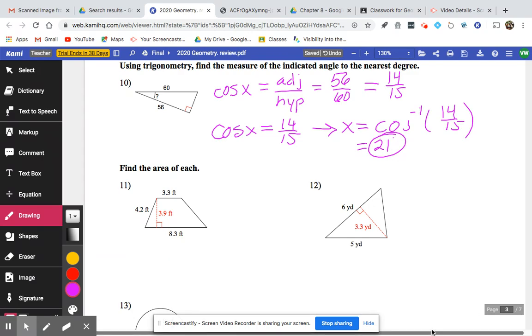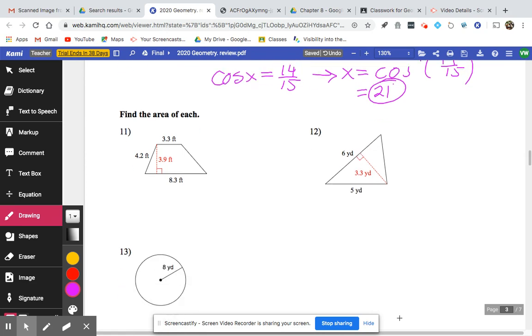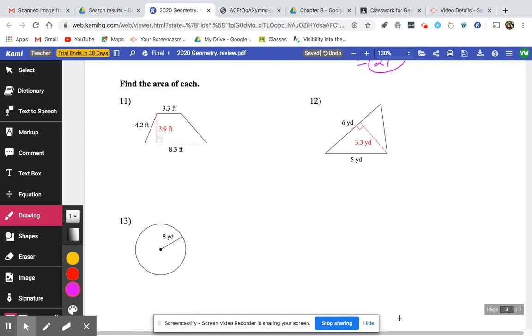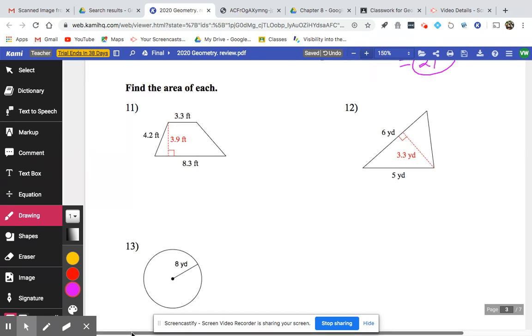Number 11, find the area. If you don't remember what the area of a trapezoid is, I'm going to go ahead and write the formula here. I'm going to zoom in a little bit, just so I can have some better handwriting. So, area is base 1 plus base 2 divided by 2 times whatever the height is. So base 1 is 3.3, base 2 is 8.3. Add them up, divide by 2. Multiply that whole thing by the height, which is 3.9.